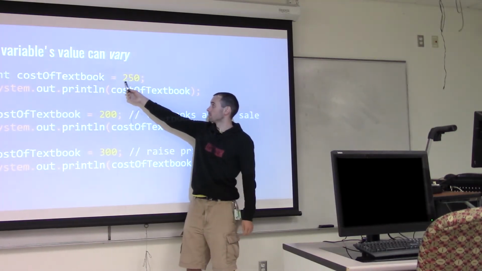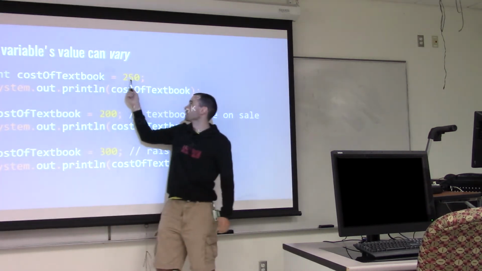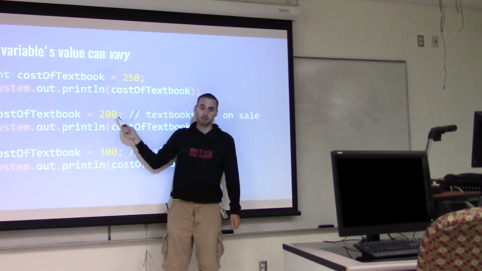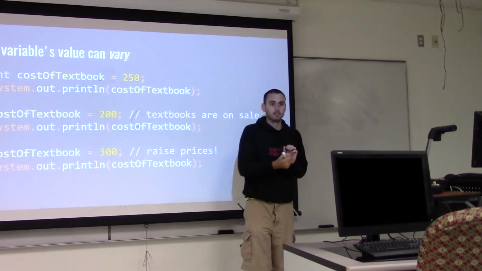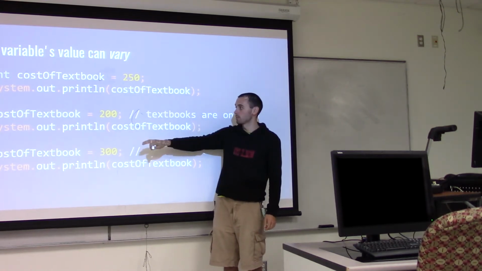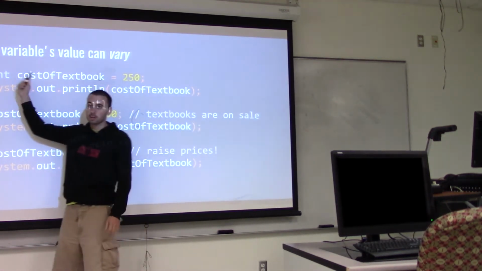So like I said, we can assign to it multiple times. We start by saying int cost of textbook equals $250. And then down here we decide we're going to put our textbooks on sale. We say cost of textbook equals $200. What do we notice that's different about these two lines? The ints, right? So the first one we say int cost of textbook equals $250. The second time we don't, because this line serves to create this thing for us.